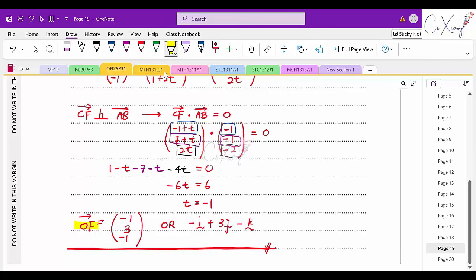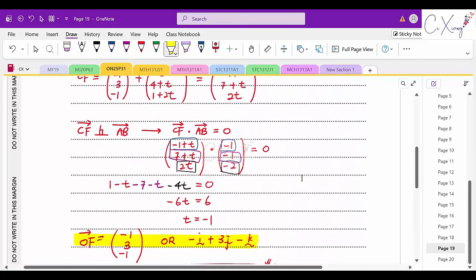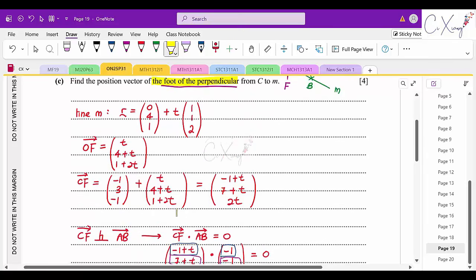So this is basically how I find out the position vector of the foot of the perpendicular line. I didn't use the formula directly from some summary or whatever, but I'm trying to find out the value of t just using some very basic idea on the perpendicular vectors, and solve for the t.